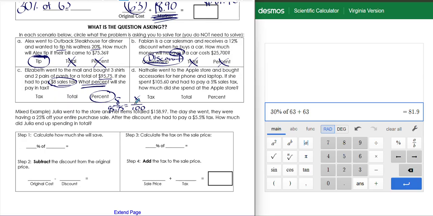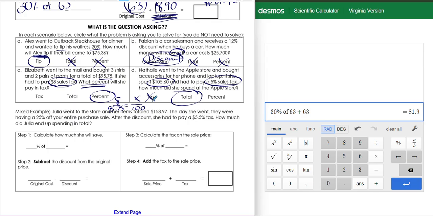Natalie went to the Apple Store and bought accessories for her phone and laptop. She spent $105.60 and had to pay 5% sales tax. How much did she spend at the Apple Store? So this is kind of vague, but it's just saying how much did she spend altogether. She spent that plus tax. That is a total. We need to find the tax, but that's not what it's looking for. It's looking for how much she spent altogether.